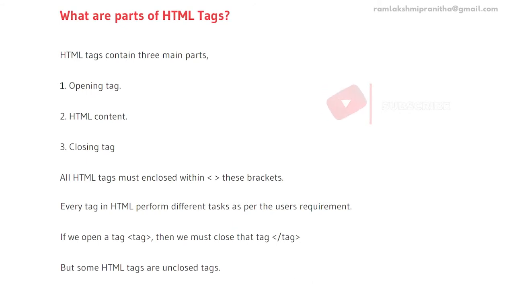HTML tags contain three main parts. 1. Opening tag. 2. HTML content. 3. Closing tag. All HTML tags must be enclosed within open and closed brackets. Every tag in HTML performs different tasks as per the user's requirement. If we open a tag, then we must close that tag. But some HTML tags are unclosed tags.